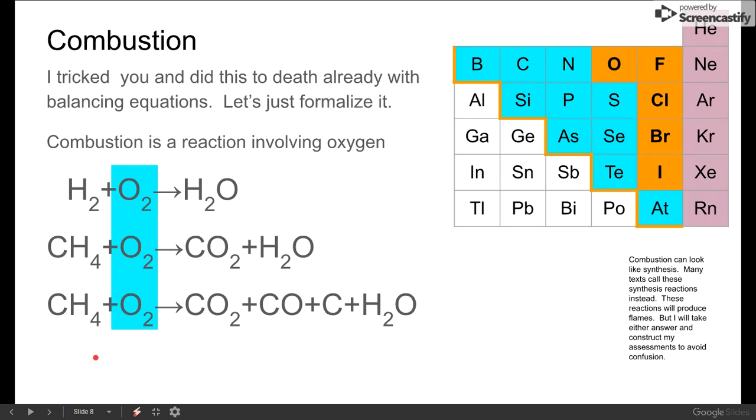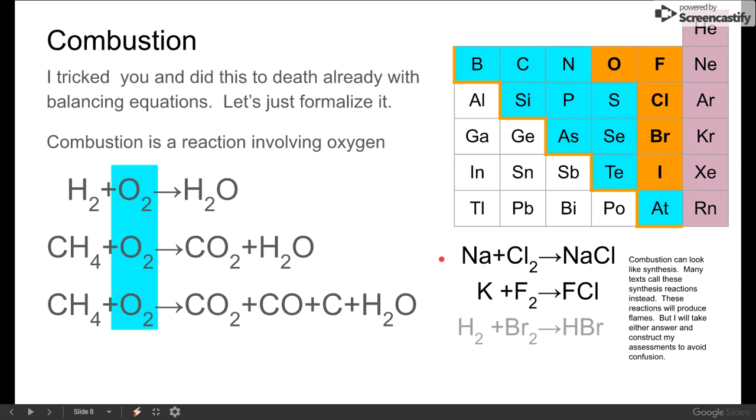Now, there's a slight complication. Sorry, I meant to illustrate it with that. There's a slight complication. All of these reactions look like synthesis. 2 becomes 1. 2 becomes 1. 2 becomes 1. And I'm a teacher and we like repeating ourselves.